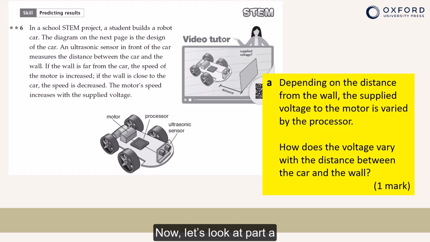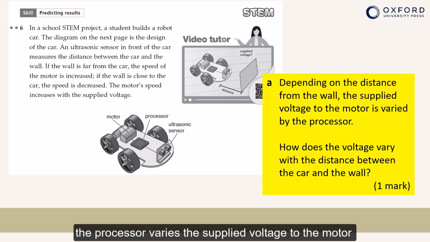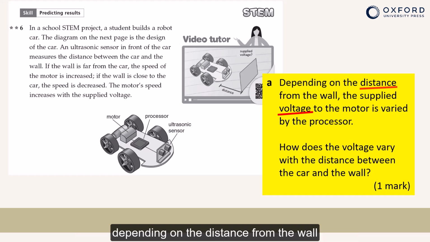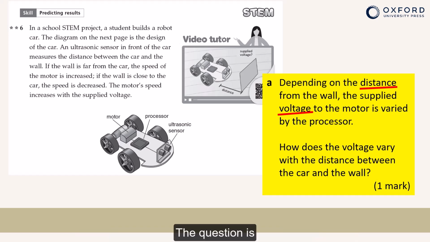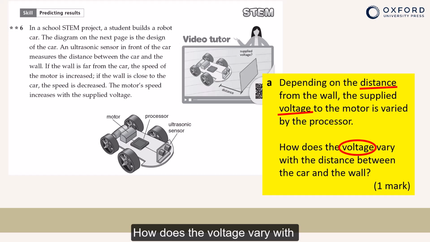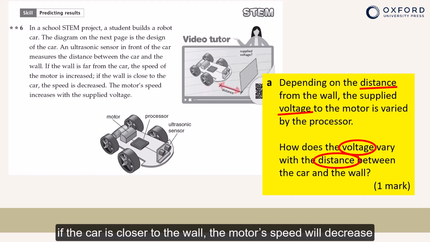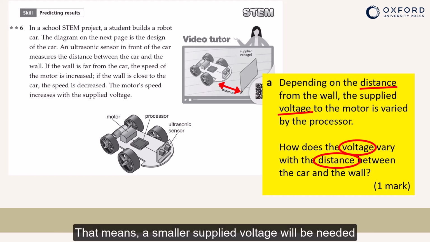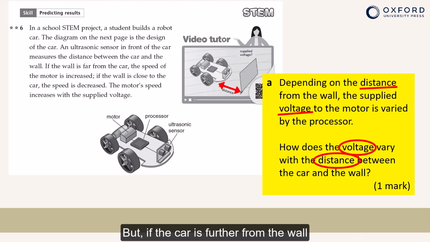Now, let's look at Part A. It states that the processor varies the supplied voltage to the motor depending on the distance from the wall. The question is, how does the voltage vary with the distance between the car and the wall? To look at it simply, if the car is closer to the wall, the motor's speed will decrease. That means, a smaller supplied voltage will be needed. But, if the car is further from the wall, a larger supplied voltage will be needed.